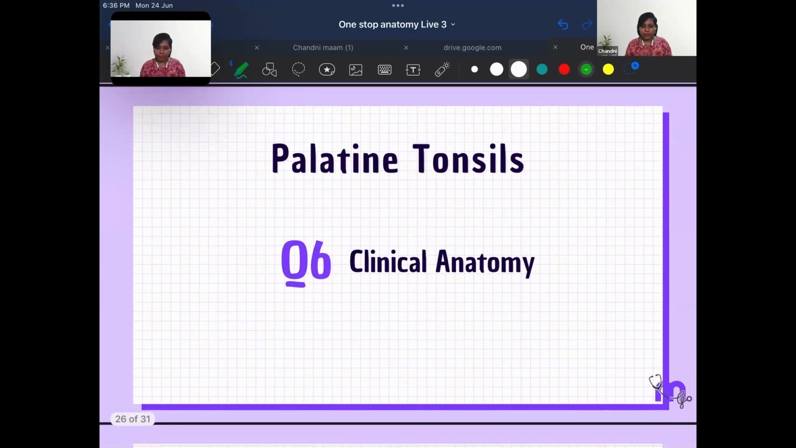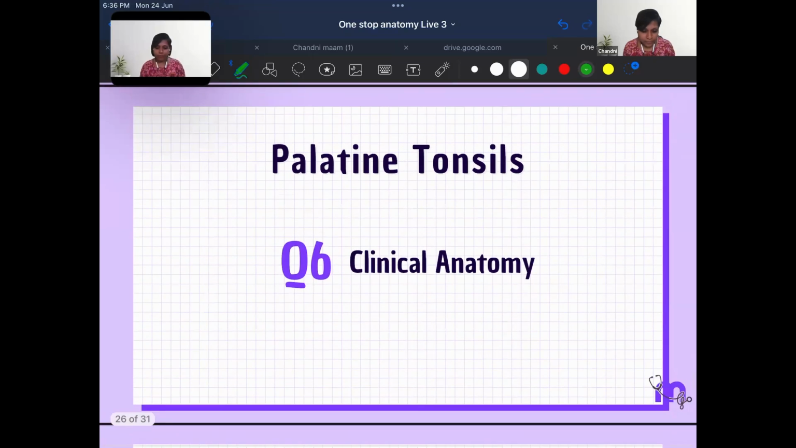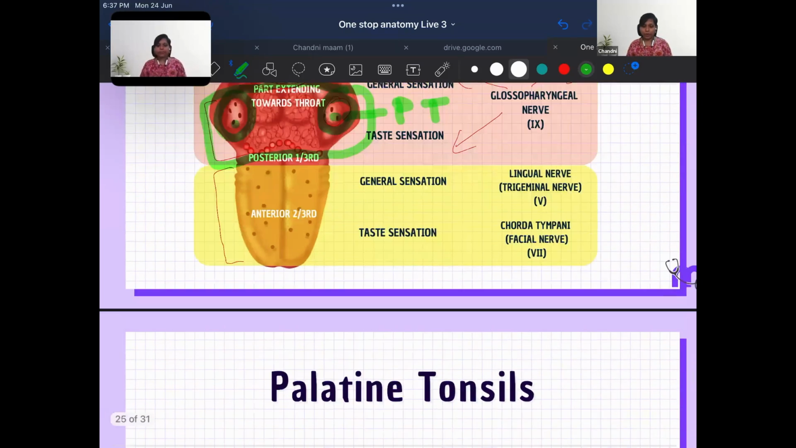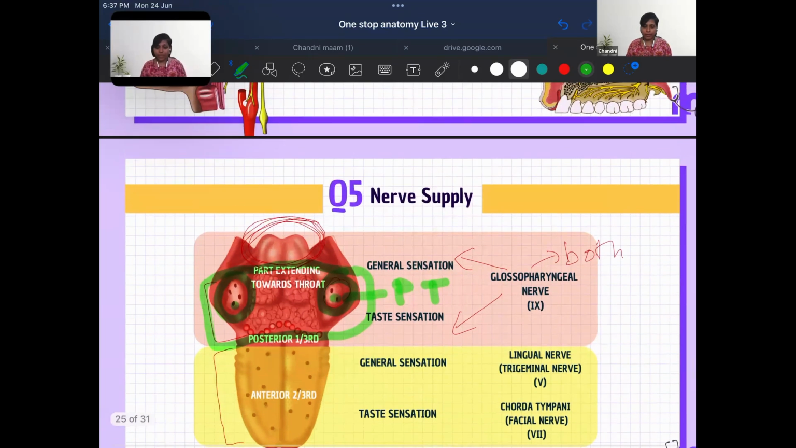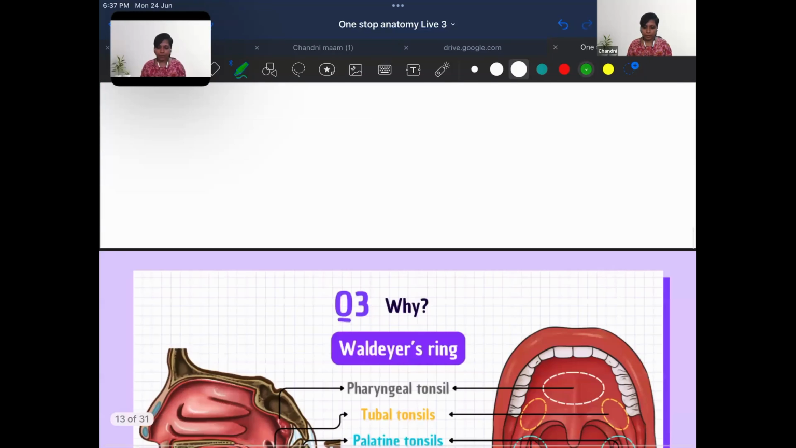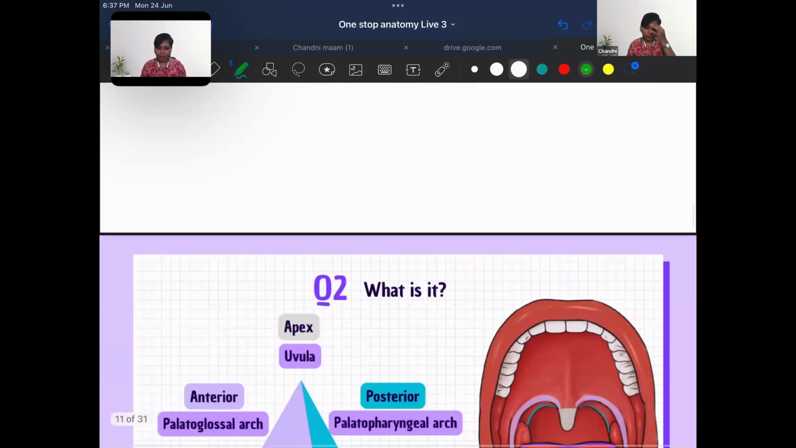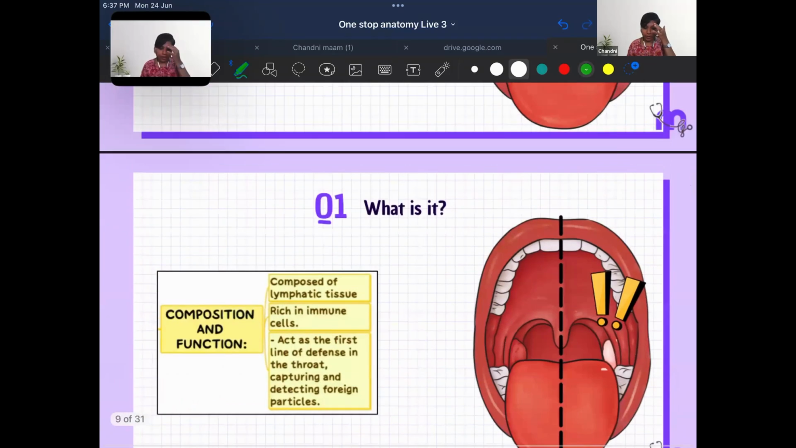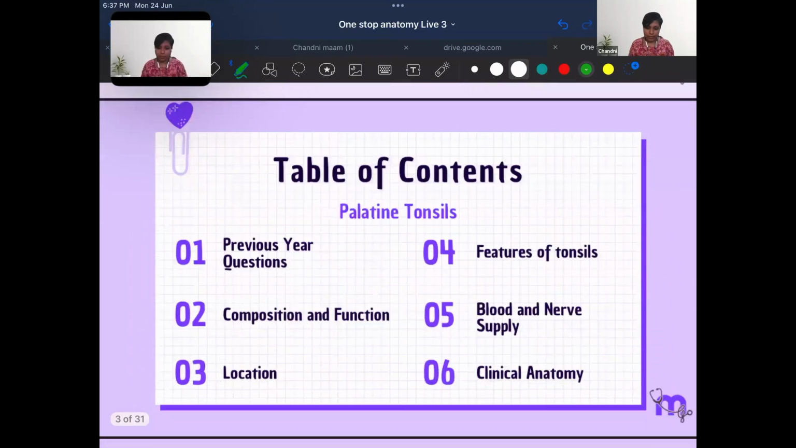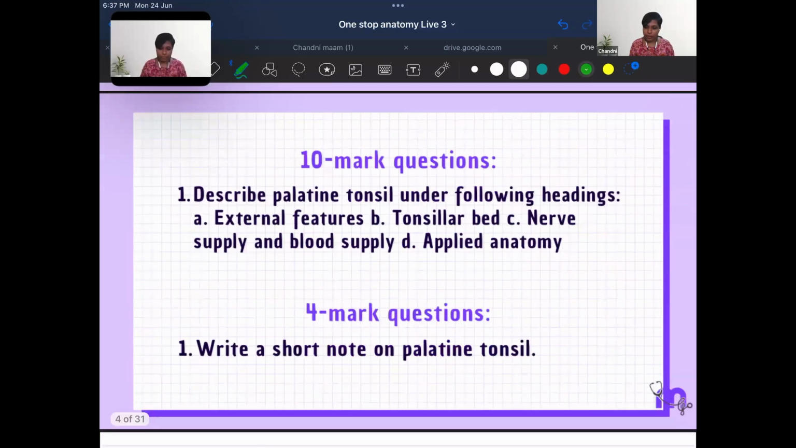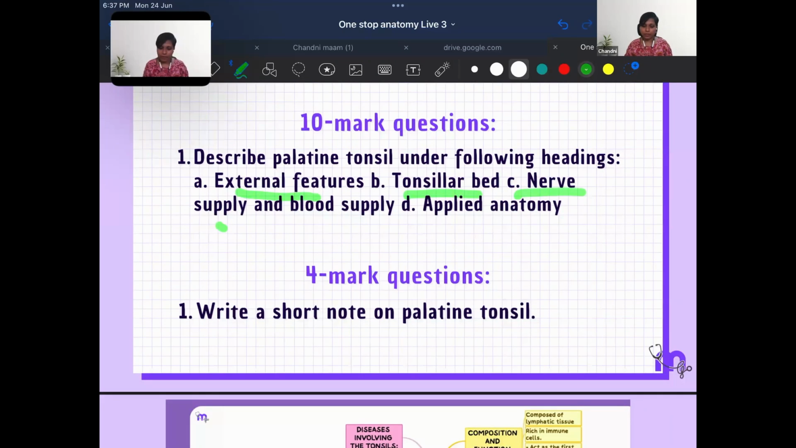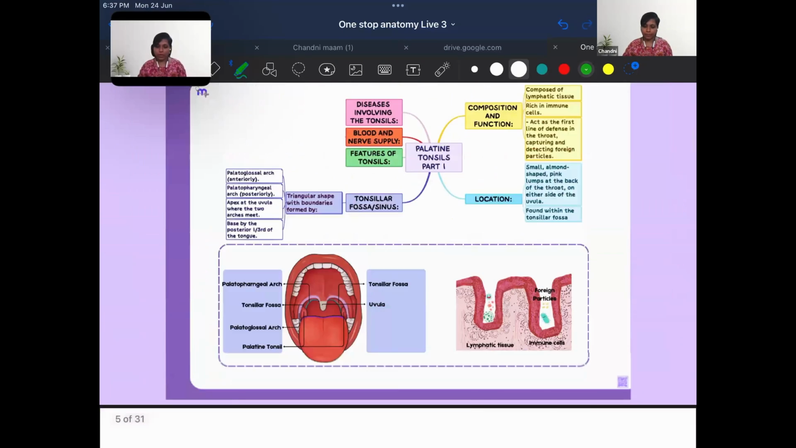Okay. Yes. So that actually completes everything that comes for your exam paper. This is how the previous questions have come multiple times. External features we discussed, tonsillar bed we discussed, nerve and blood supply we discussed. Now we'll go to the last part called the clinical anatomy.